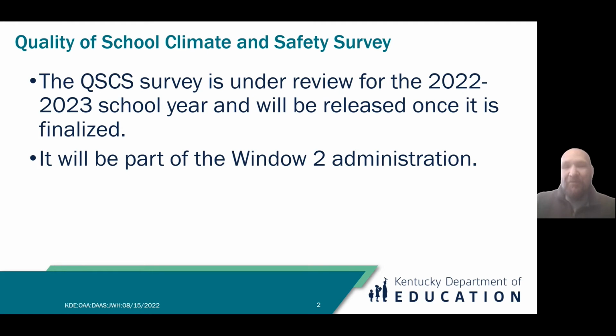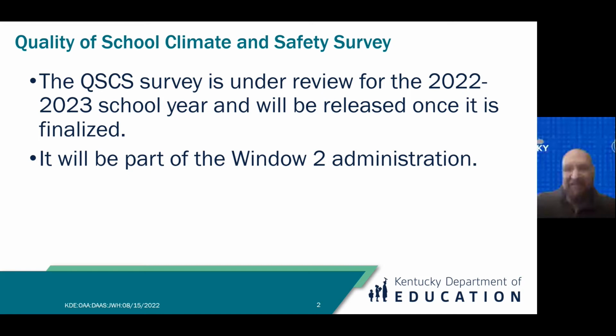Now, an important highlight to note is the continued administration of the Quality of School Climate Safety Survey to alternate assessment students. This survey is part of accountability that must be administered to all students. This includes students participating in the Kentucky Alternate Assessment. There are surveys for students in grades 3 through 5, and then grades 6 through high school, designed specifically for students who will be assessed. This means if a student is not in an assessment year, they will not be responsible for completing the survey.